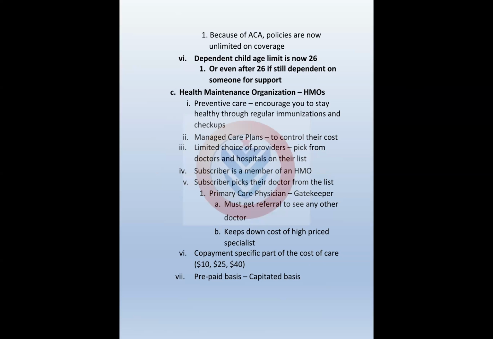Next, HMOs have a limited choice of providers. You must pick from doctors and hospitals on their list. If you are a member of an HMO, you are called a subscriber. So subscriber equals member of an HMO. Now, as a subscriber, you get to pick your doctor from their list of providers. Your doctor becomes your primary care physician.